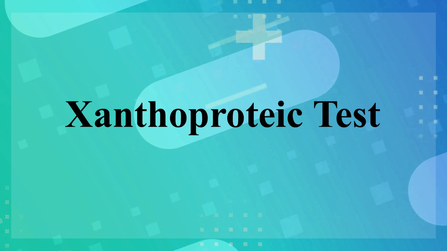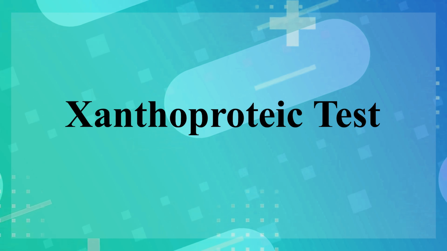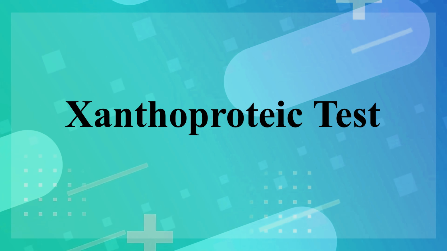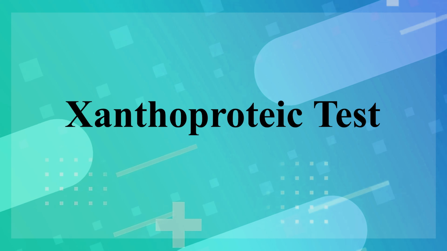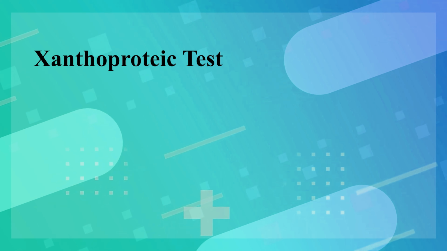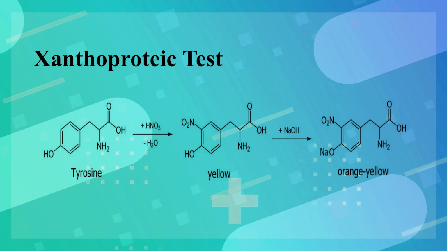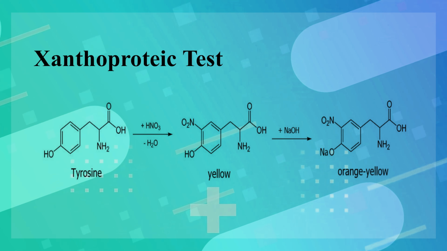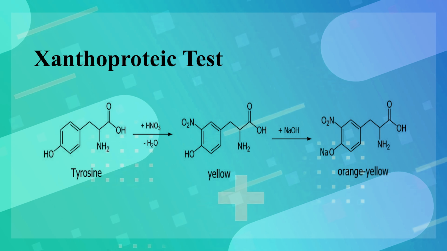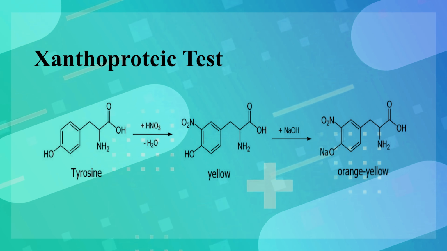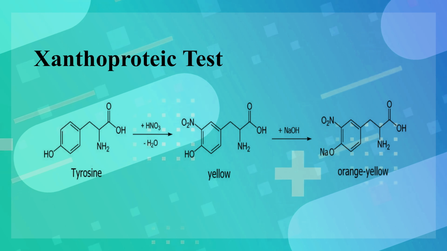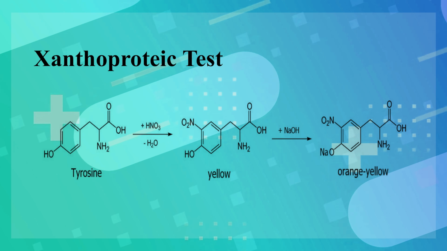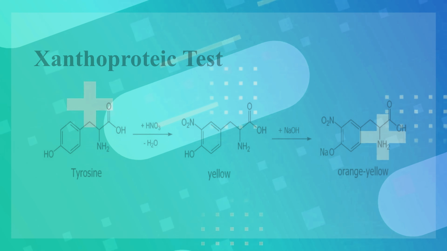Next is Xanthoproteic test. This test is used to detect amino acids containing an aromatic nucleus like tyrosine, tryptophan or phenylalanine. So, the benzene ring in the amino acids will be nitrated by heating with nitric acid, and it will form yellow nitro compound which will turn to orange color in presence of alkali. The orange yellow color will indicate the presence of free aromatic amino acids.